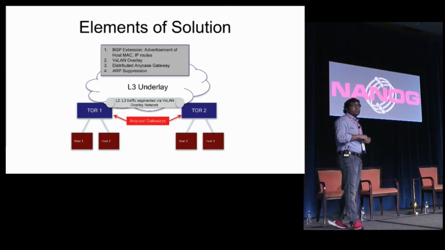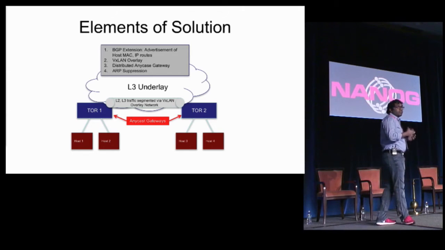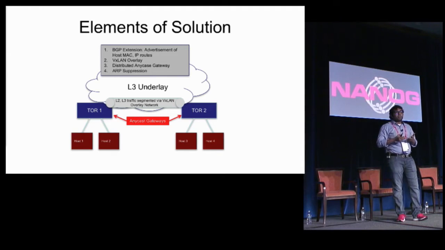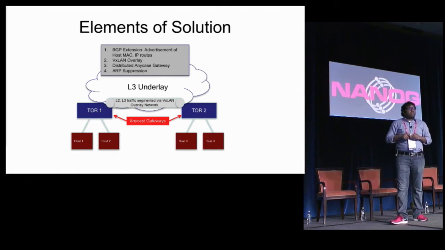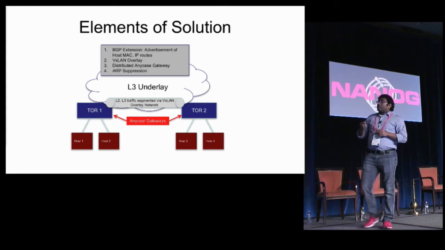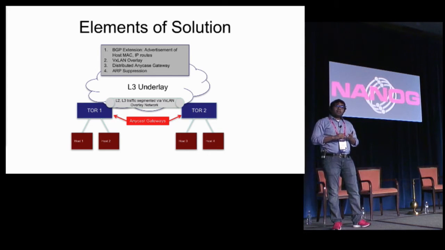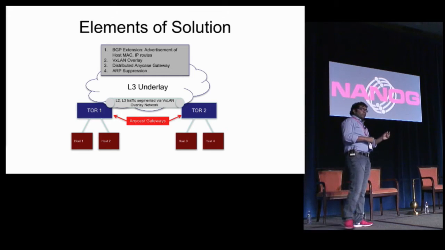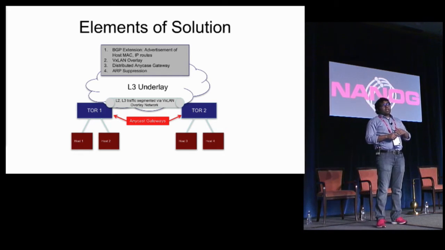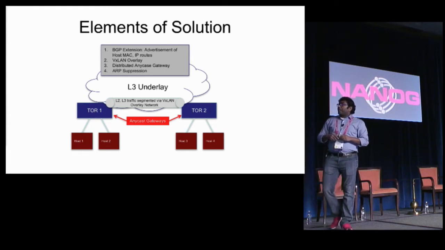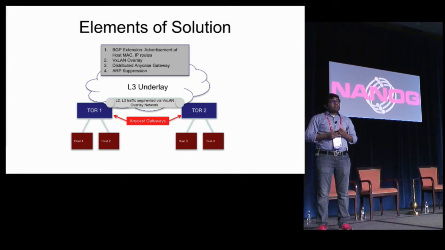And the solution to the whole problem, to reduce the flooding and all the problems that you're facing with the regular flood and learn mechanism or Ingress Replication, is using the BGP extension, which advertises two routes for each end host. One is the layer 2 MAC address, and one is MAC plus IP information. So whenever the BGP advertisement goes out, it has layer 2 plus layer 3 information. You also have VxLAN overlay, distributed anycast gateways, and ARP suppression.